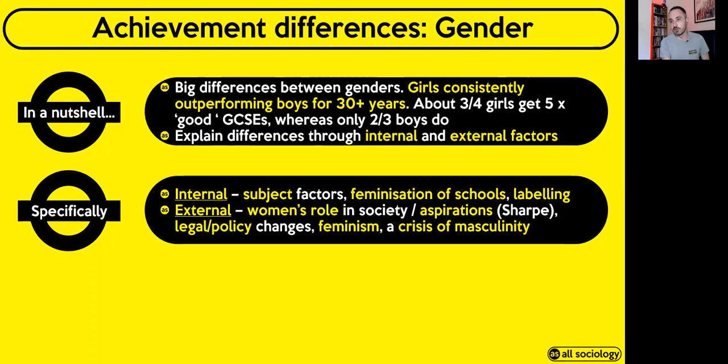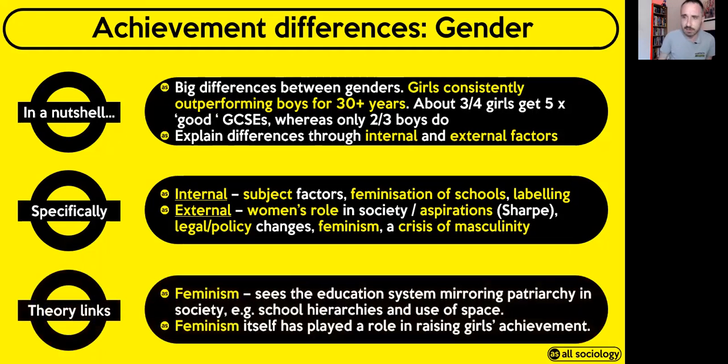And that is often used as an argument to explain why there is such a higher rate of suicides amongst men than there are amongst women, because there's this crisis of masculinity. It's certainly something we associate with the last sort of 30 years of British society. So let's just bring this all together and let's have a look at some of the theory links we can make here.